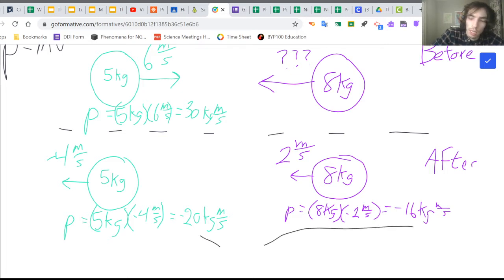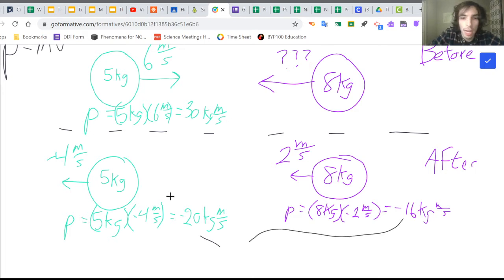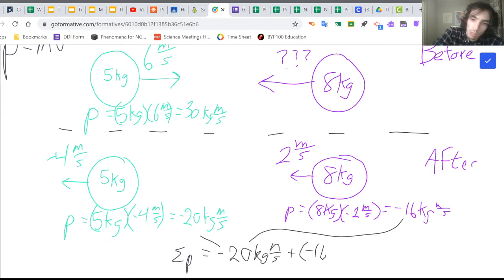So if we take both of these momenta, let me do a better version of that. Our negative 20 plus negative 16 kilogram meters per second.